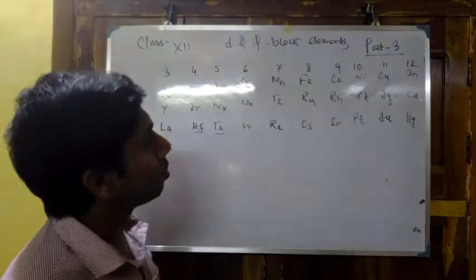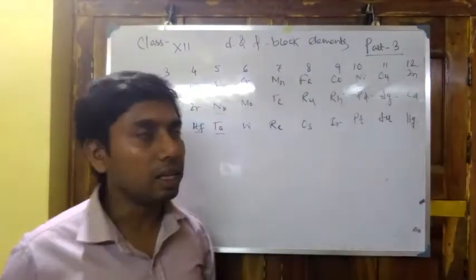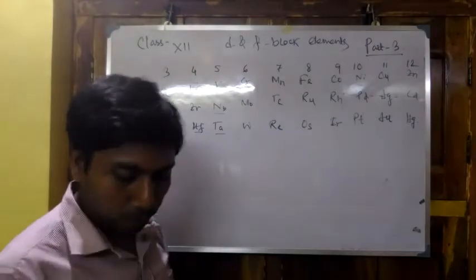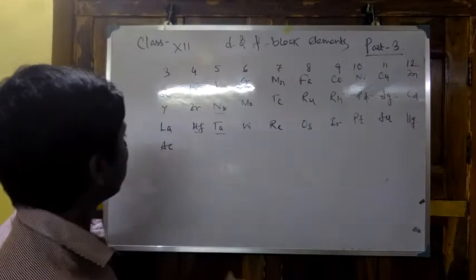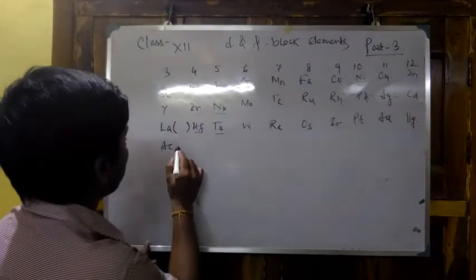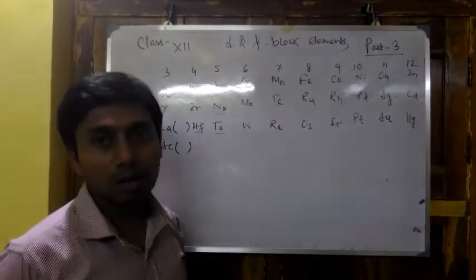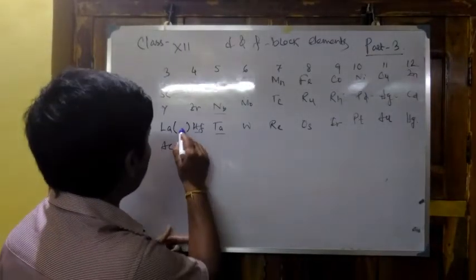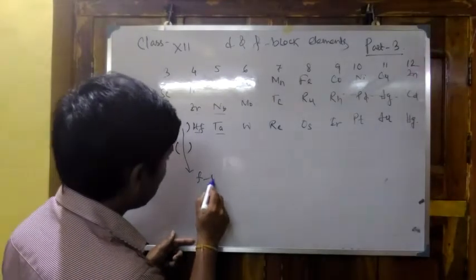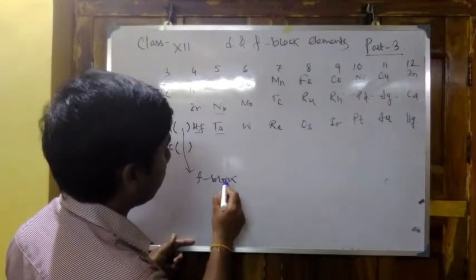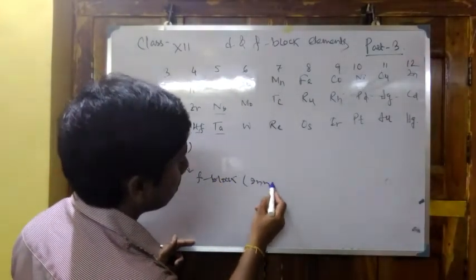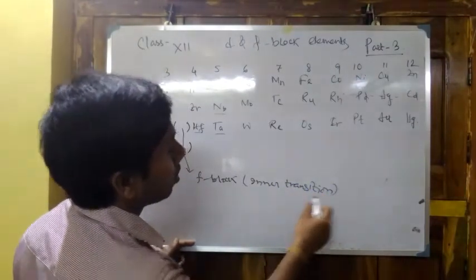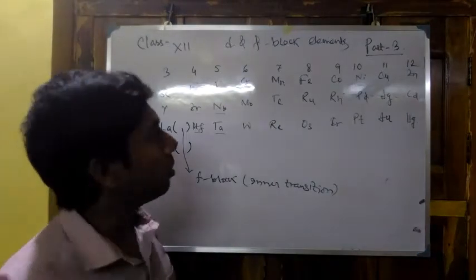These are the D and F block elements, only the D block elements here. Now the F block elements are situated here. These are F block elements, the inner transition elements. And these are D block elements.